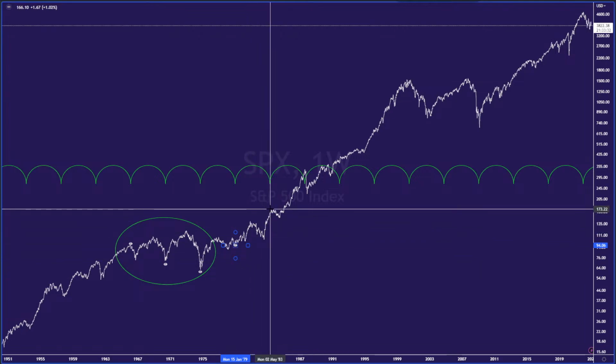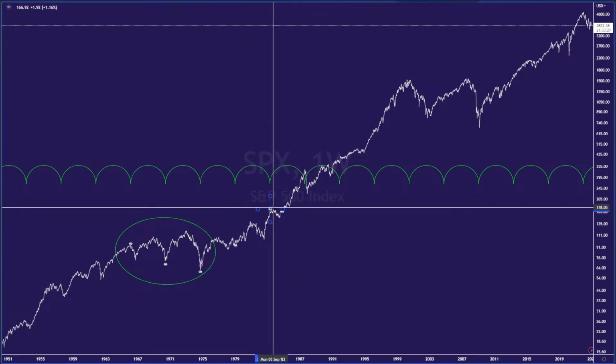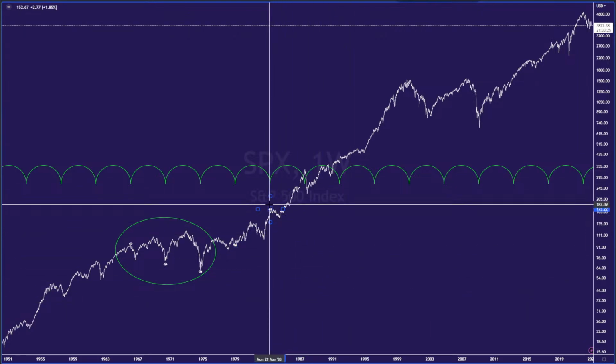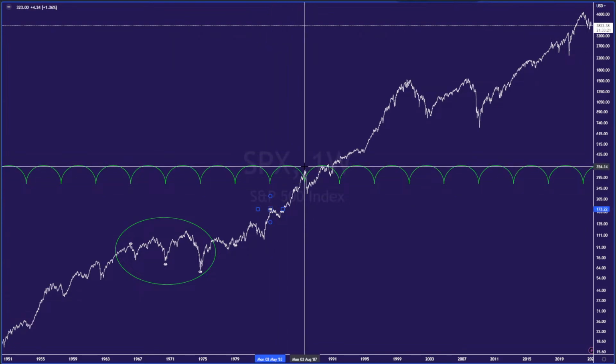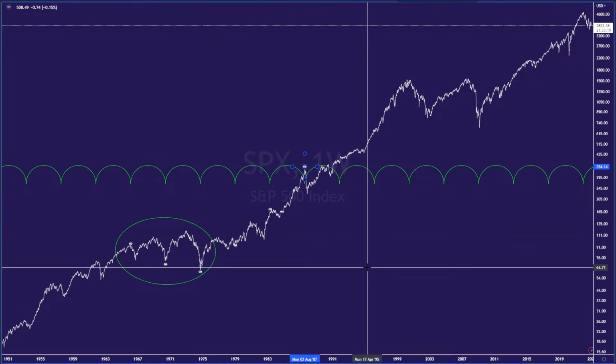This was the top of the market in May of 1983. We had a little bit of a pullback there, right? So there was a pause. The next one was right here. And what was that? The very top in 1987.